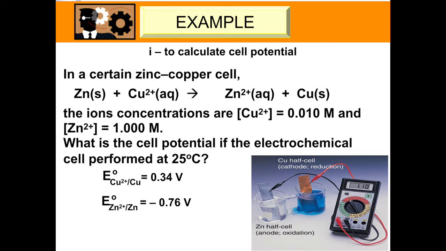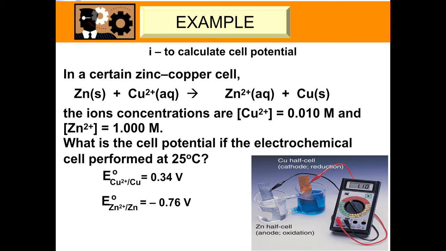In the following example of a certain zinc-copper cell, the ion concentrations are 0.01 molar for Cu2+ and 1 molar for Zn2+. What is the cell potential if the electrochemical cell performs at 25 degrees Celsius?